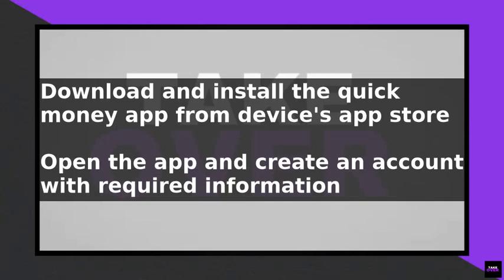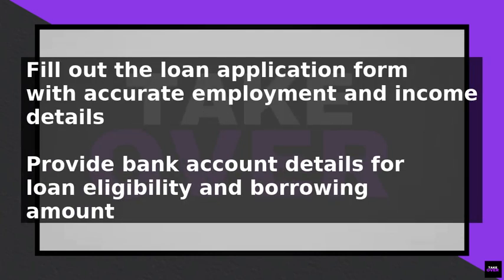To get a loan from a quick money app, start by downloading and installing the app from your device's app store. Once installed, open the app and create an account by providing the required information such as your name, email address, and phone number. Next, fill out the loan application form with accurate and up-to-date information, including your employment status, income, and bank account details.